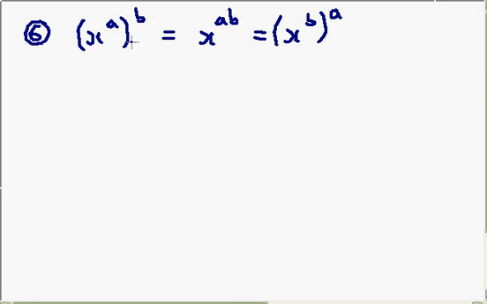If we are looking at x to the a all to the b, then that is equal to x to the a b. The two indices are multiplied together. So we could also write that as x to the b a. You can interchange them. That is perfectly acceptable. So if we were looking at, for example, 2 to the 5 cubed, then that is 2 to the 5 times 3, which is 15.